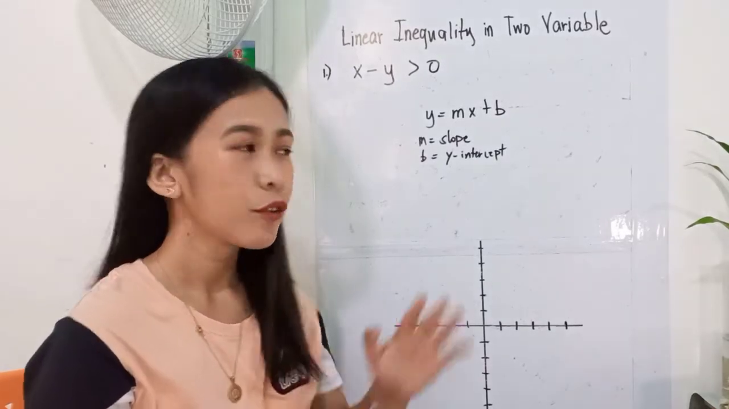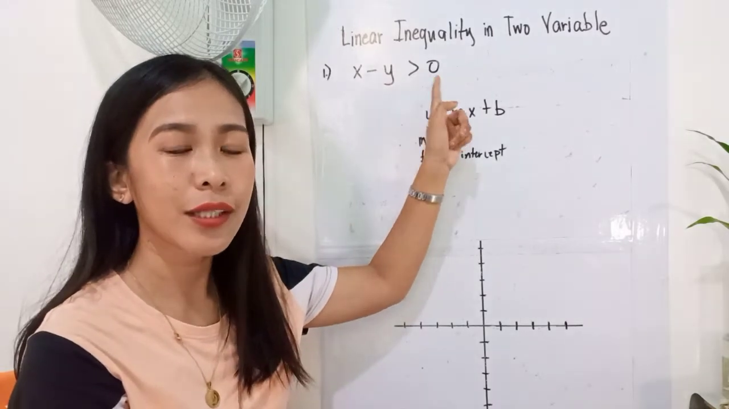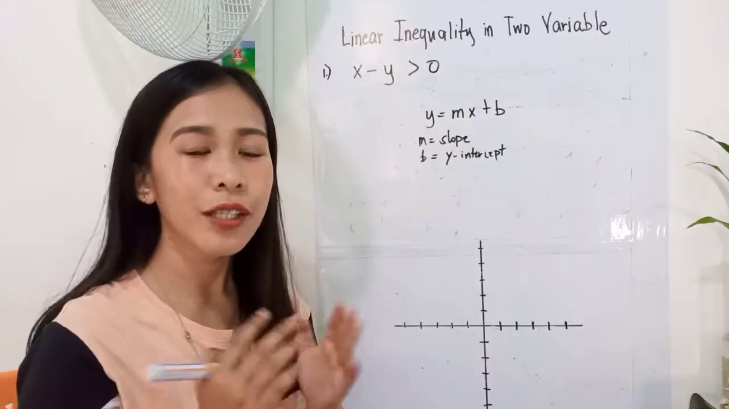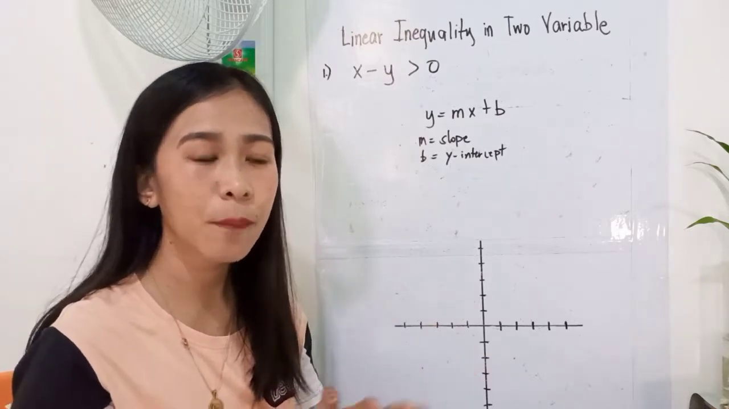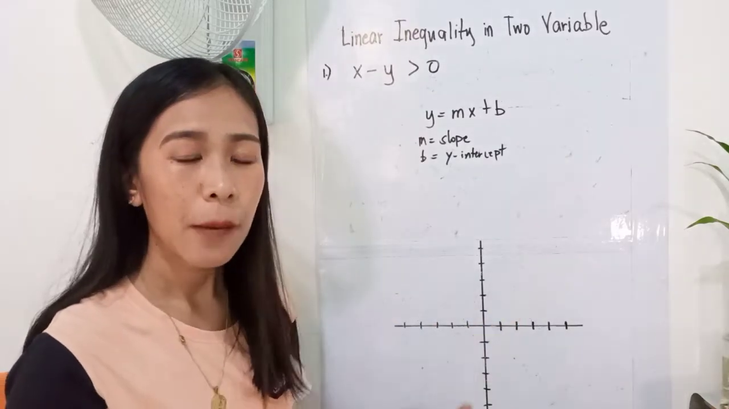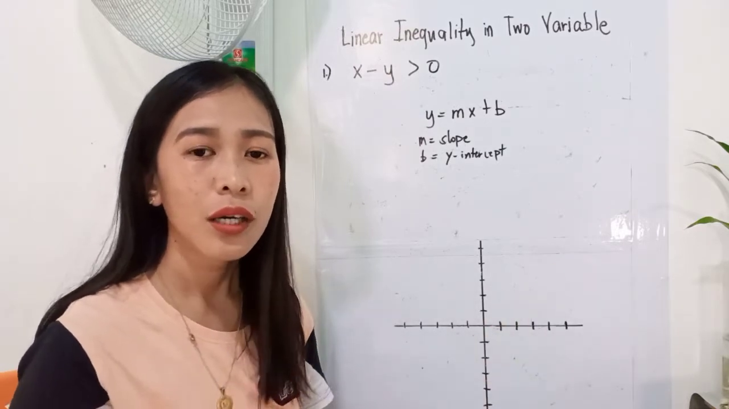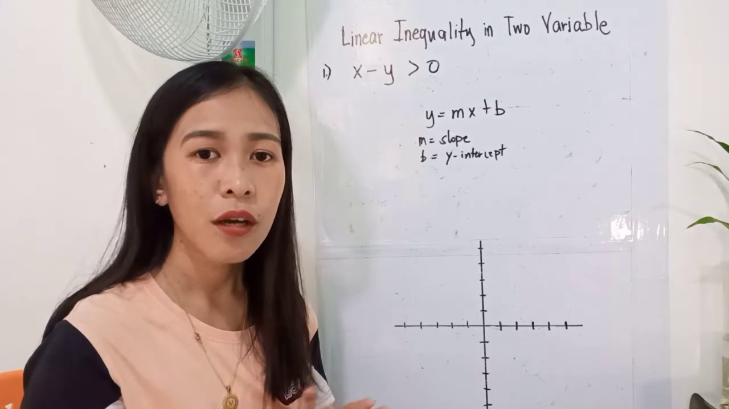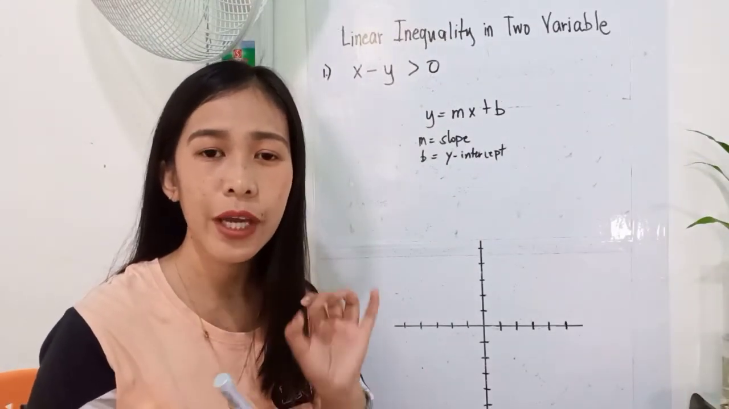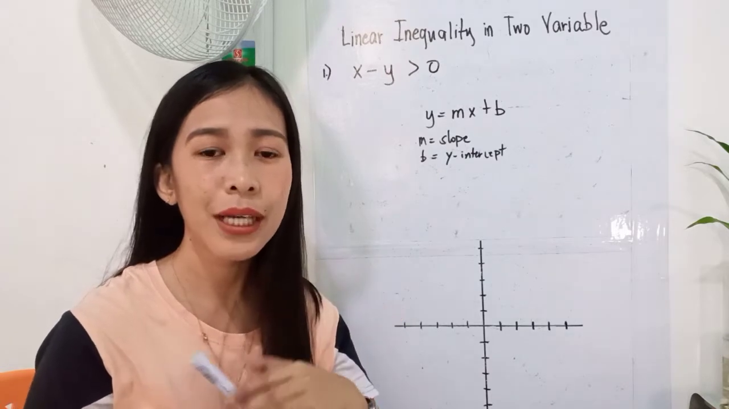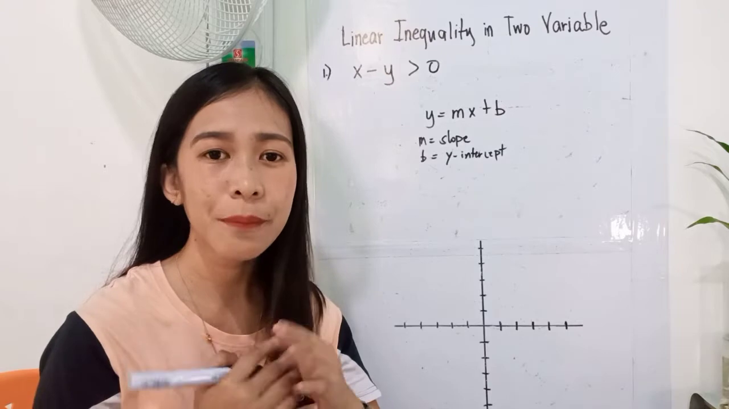Example number 1, we have here x minus y is greater than 0. Okay? So what are we going to do to get first the boundary line? Kung paano natin siya ipa-plot dito, paano natin mahanap yung boundary line, is we are going to use the slope-intercept form. Or the other way around, just find the intercept of x and y. Pero para sa akin, mas madali ang slope-intercept form gamitin.